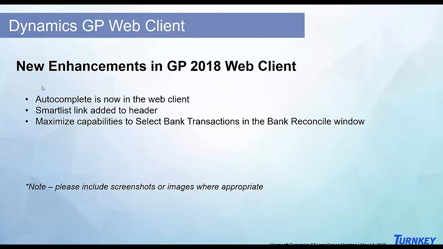So there are a few things in this enhancement. The autocomplete is now part of the web client. The autocomplete is whenever you go in and start typing into a field, it gives a drop-down where you can select from options of things that you've typed in before. So that's now part of the web client functionality. They've also added a quick link for SmartList right up in the header, where that wasn't something quick and easy to jump to before.